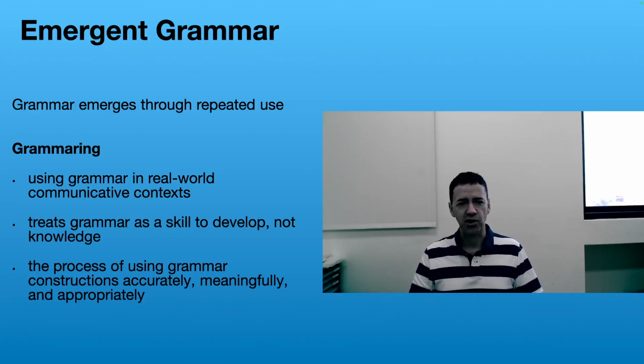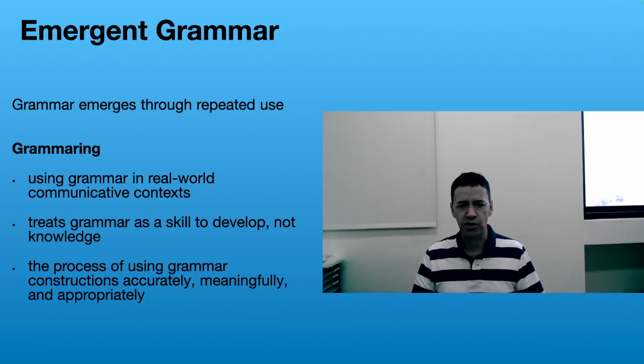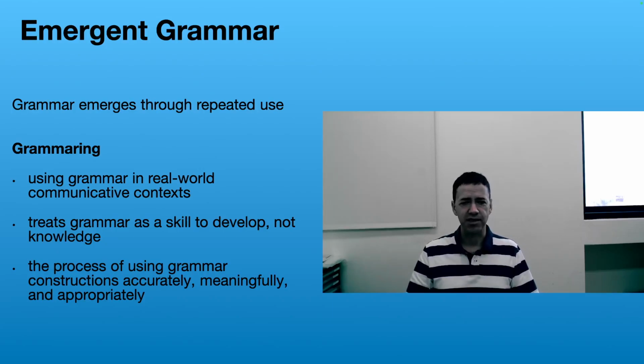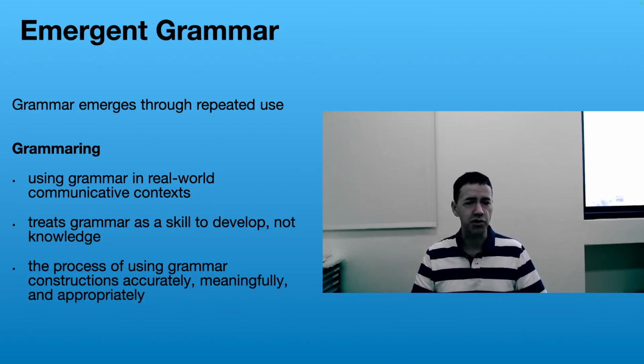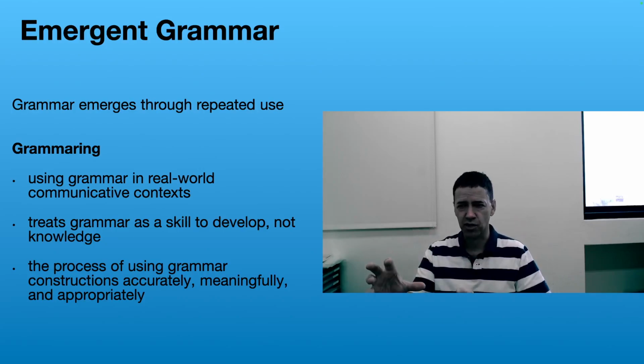Okay, so I have this term from the book called grammaring. It means using grammar in real-world communicative contexts. And in this way, it treats grammar as a skill, not knowledge. And I think that's totally opposite from the way that you learned, most of you, in that you're learning the knowledge. Here's the rules, this is what it looks like. Not necessarily a skill. Okay. And the process of using grammar constructions accurately, meaningfully, and appropriately.